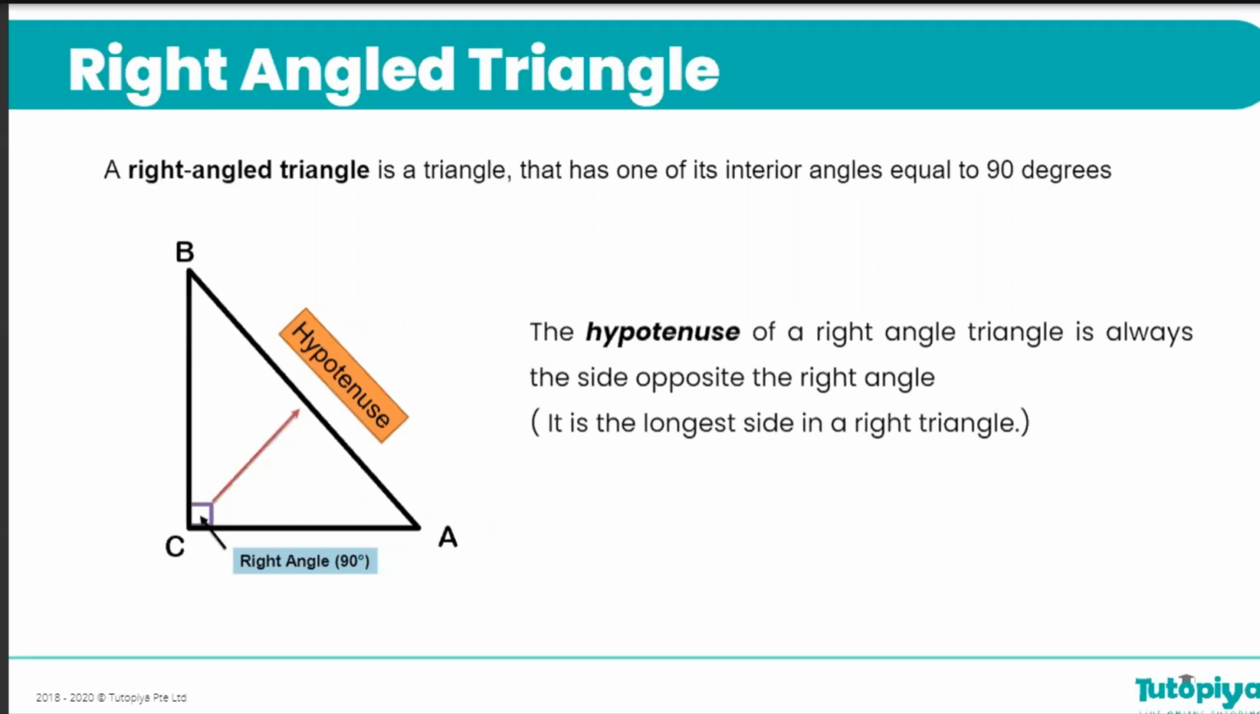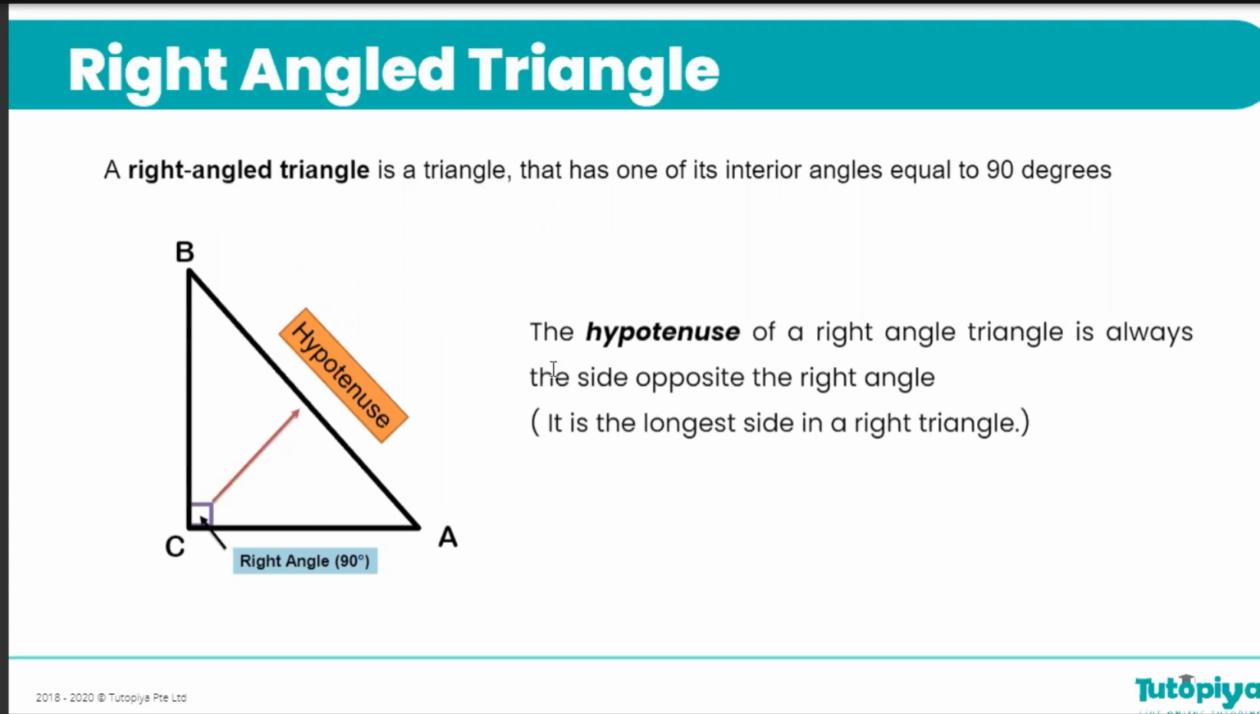Before we go ahead and look at our three trigonometric ratios, we're actually going to see how we can label a right-angled triangle correctly. And this is something that we need to take particular attention to. A right-angled triangle is a triangle which has one interior angle that equals 90 degrees. So the triangle that we have over here is a right-angled triangle.